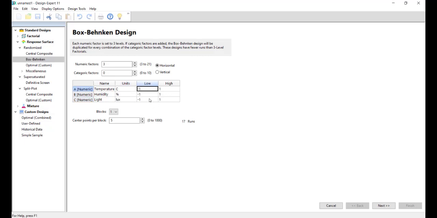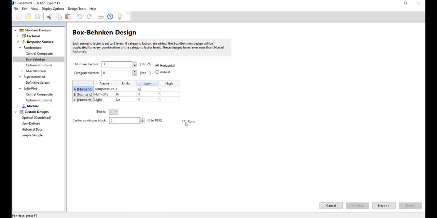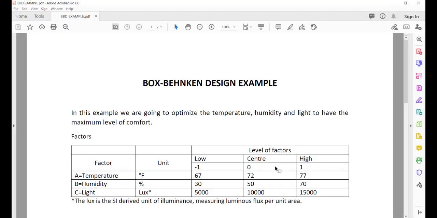And for the low and high values for each one of these factors, let me just check the PDF file. We have 67, 30, 5,000, and the maximum values for these factors, again, we have 77, 70, 15,000.